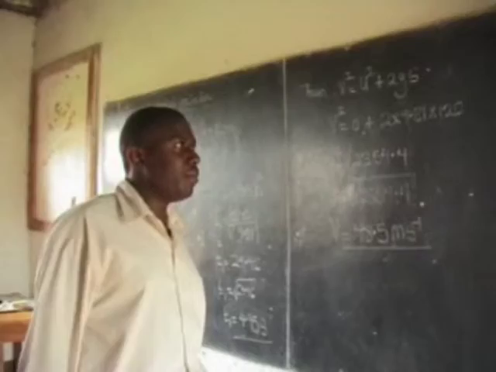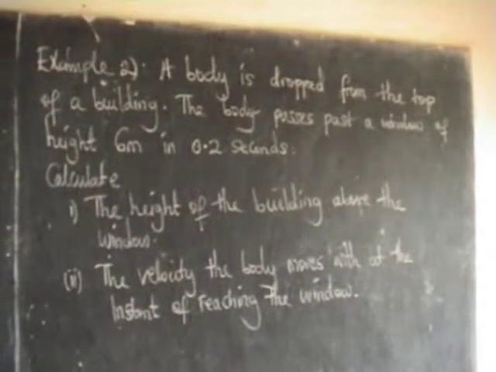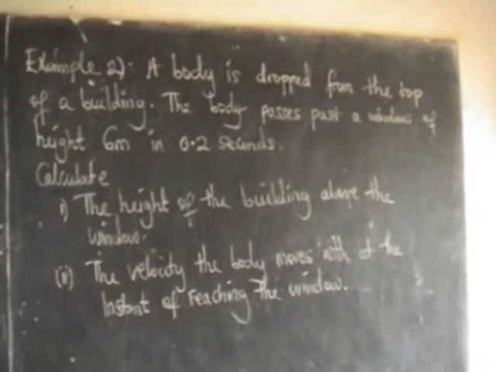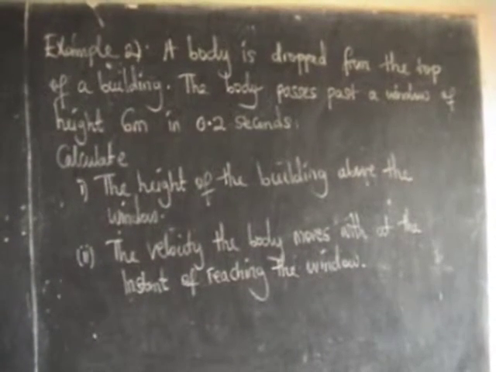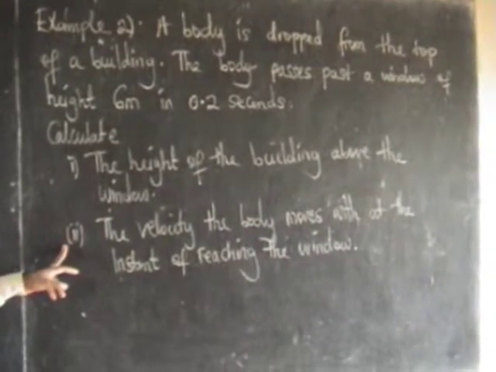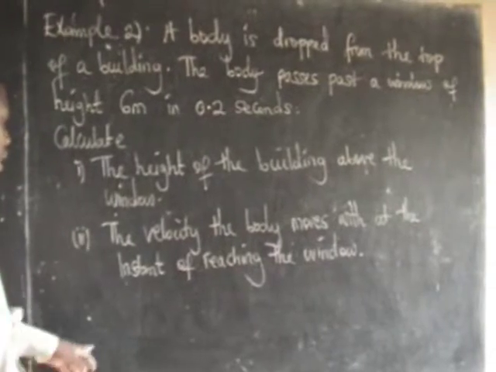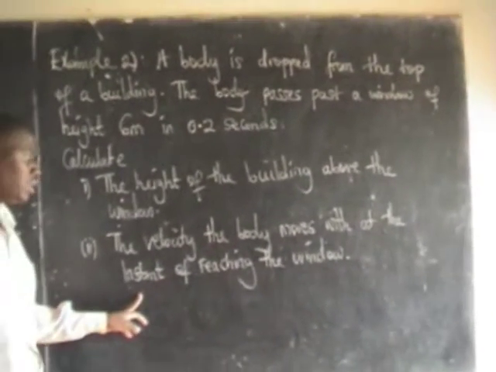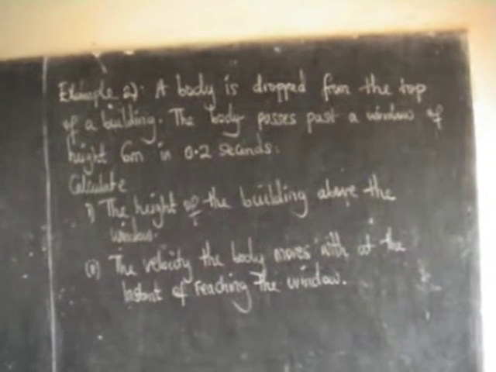From the top of a building, the body passes past a window of height 6 meters in 0.2 seconds. Calculate Roman 1, the height of the building above the window. Roman 2, the velocity the body moves with at the instant of reaching the window. So that is our second example.